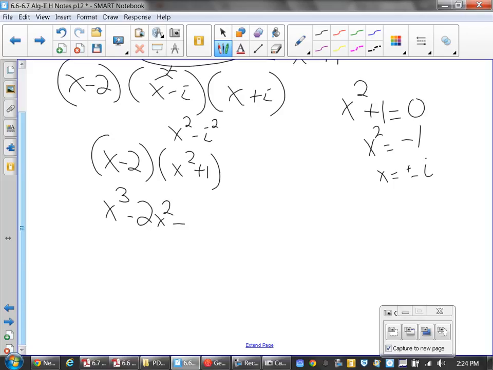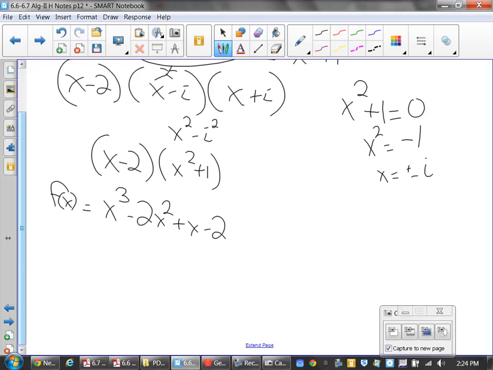X squared plus x, and there's your function. Okay? It builds it out that way. It's the same basic principle, but the weirdness throws in when you have the imaginary. Okay? Yes, ma'am. So that's that. That's what the function would look like that has those 3 zeros. You're just going backwards.